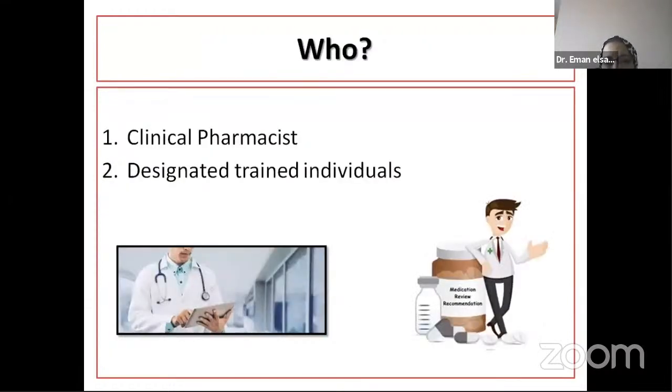Now, who should do this appropriateness review? Ideally, it should be done by a clinical pharmacist. But we know that no clinical pharmacist is available 24 hours, and no clinical pharmacist is available in all stations, in mostly all hospitals. So the clinical pharmacists do training, and there is a designated trained individual for appropriateness review. So all these healthcare providers can do the appropriateness review.